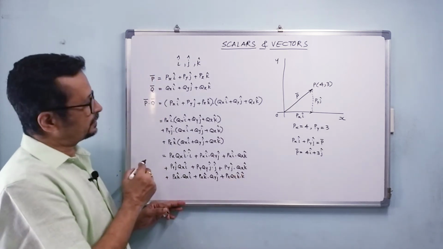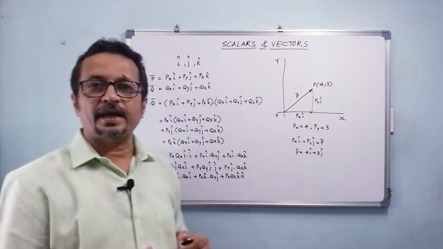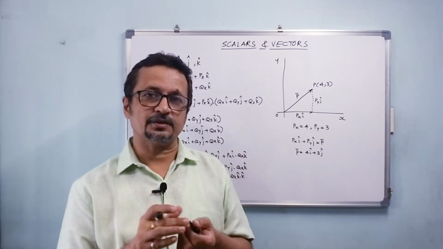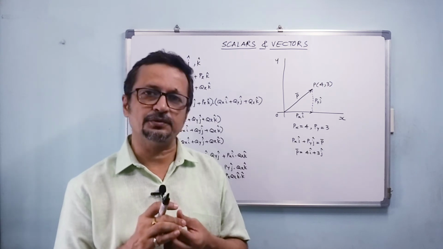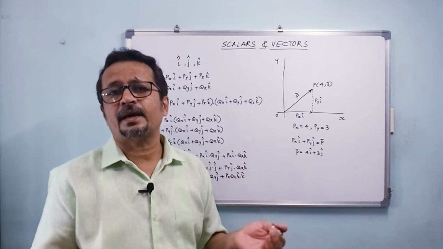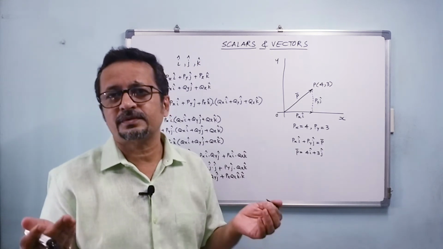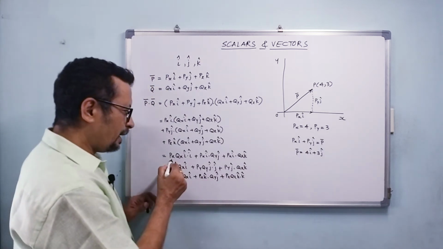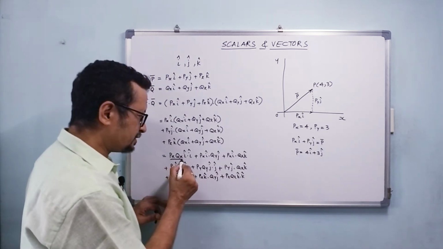Now if you see here, I cap dot I cap, what is the magnitude of I cap? It is 1. It's a unit vector, so its magnitude is 1 unit. Correct. So I cap dot I cap, the angle between I cap and I cap is 0, and cos 0 is equal to 1. So I am going to have only px qx.